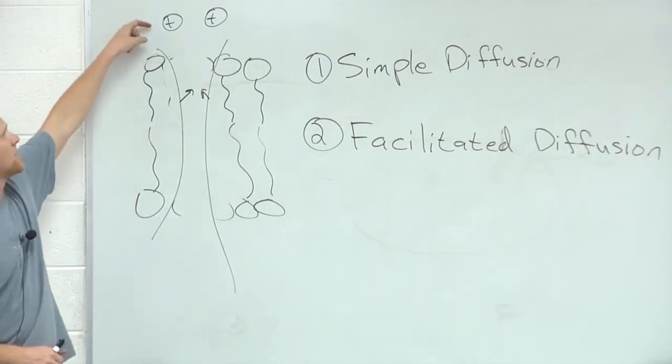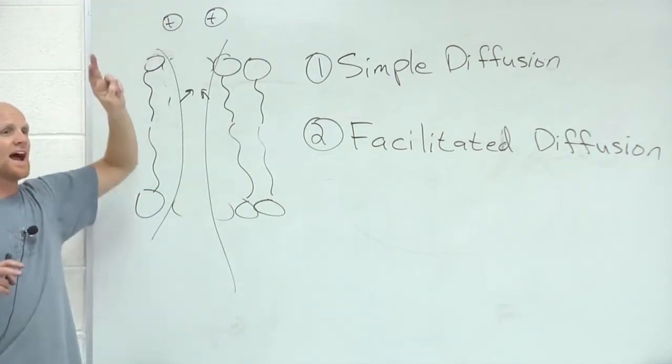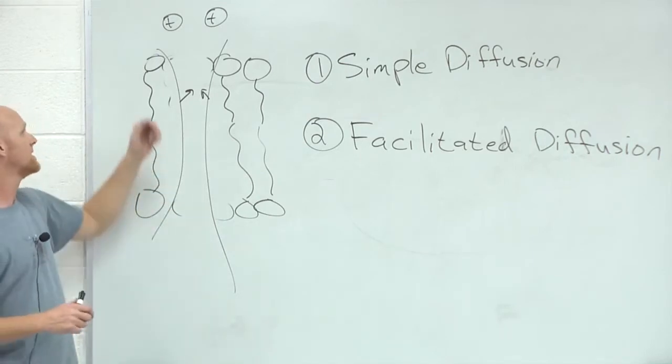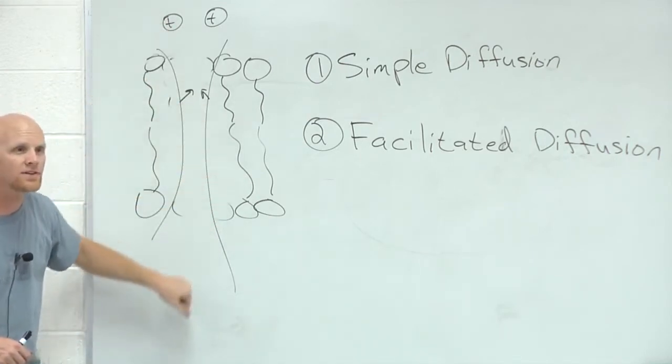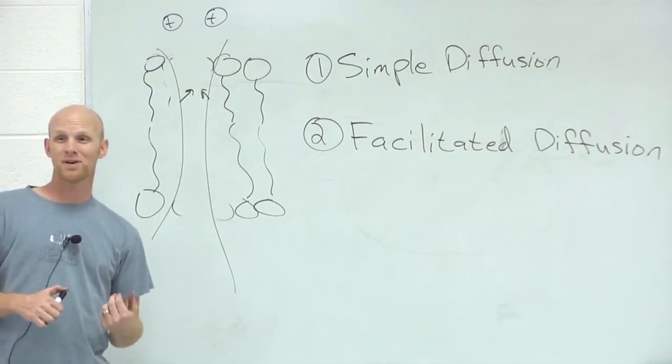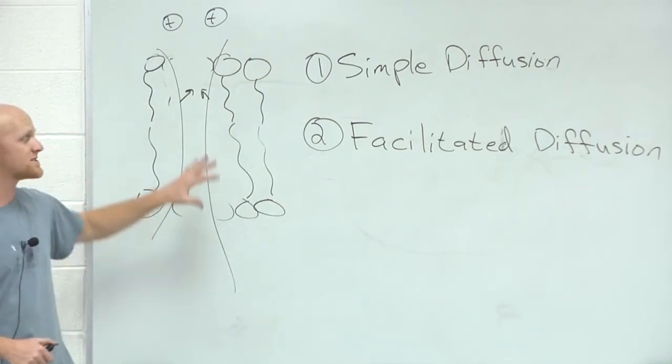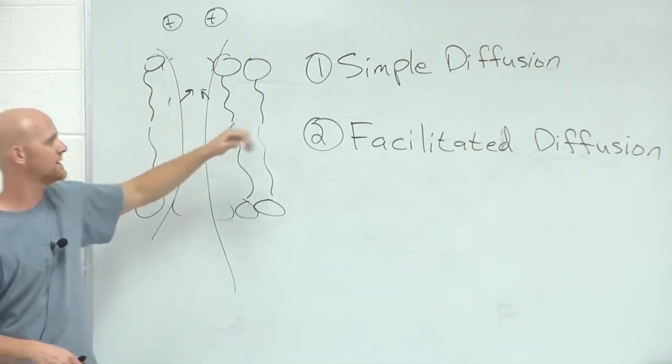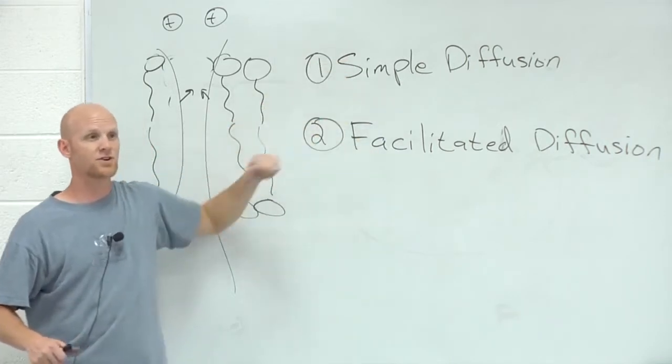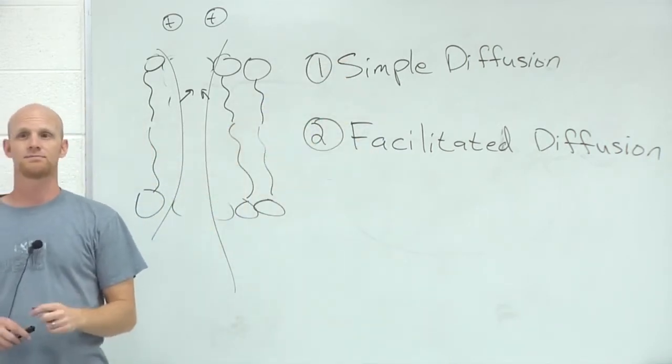Cool. But again, they're not doing any active transport. We're not going against the grain. These ions are only going to diffuse in the direction they go. They're just getting some help along the way. Cool. So this does not cost any energy in either of these diffusion cases. They're going with the concentration gradient.